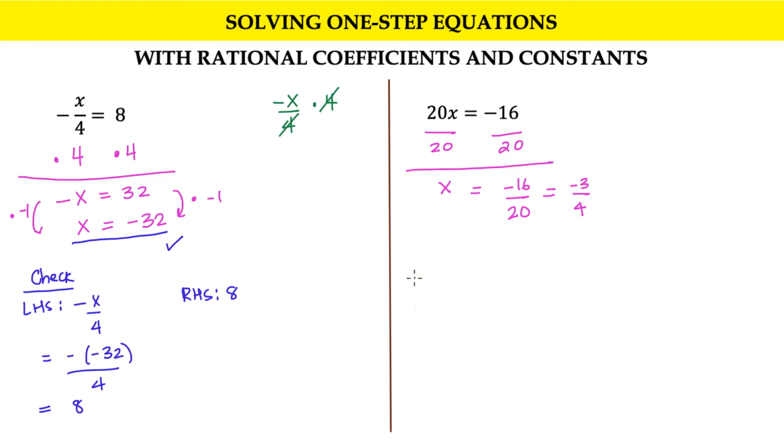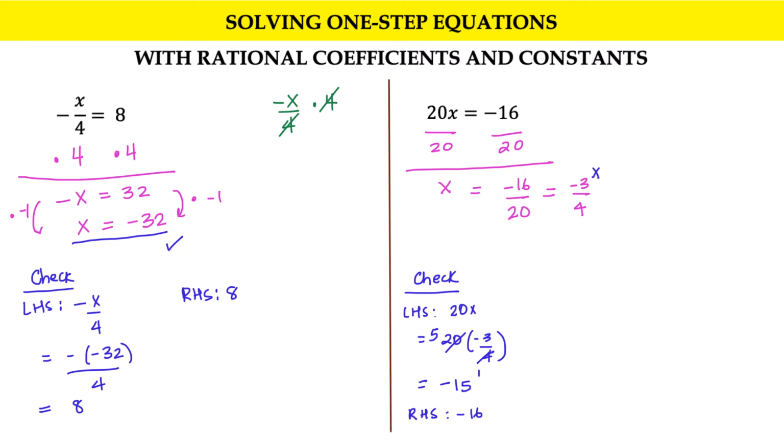Okay, let's do a check. On the left hand side, we have 20x, and that is 20 times negative 3/4. So 1/4 of 20 is 5. 4 divided by 4 is 1. 20 divided by 4 is 5. That is giving us negative 15. But my right hand side is negative 16. So it looks like this answer is incorrect.